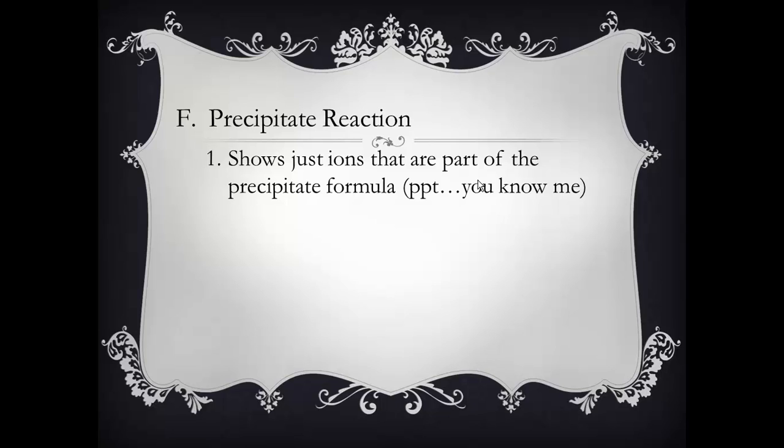Alright, a precipitation reaction. Basically you have a precipitate you form. And then you have to write the net ionic from the precipitate reaction.